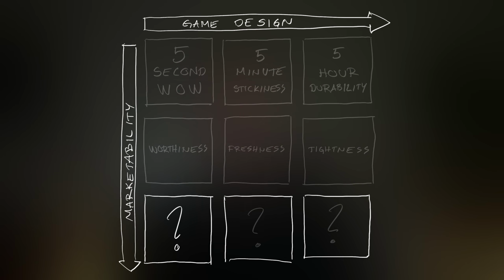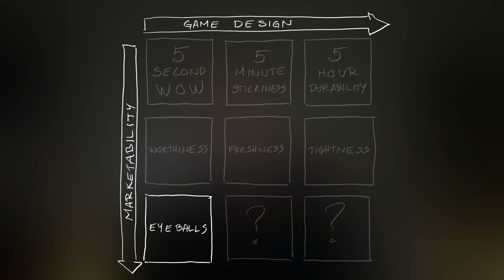Let's move to row 3, and that is marketing power. We've got eyeballs in cell 7. What is that all about? Well, getting people to see your game. Start marketing from day one. Devlogs, expos, and Discord updates while you're still prototyping. Don't wait until launch week.